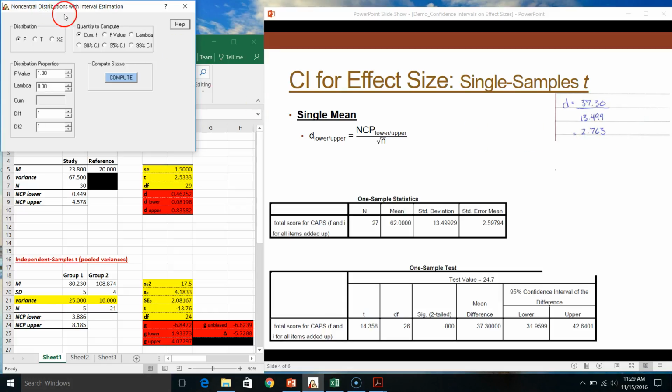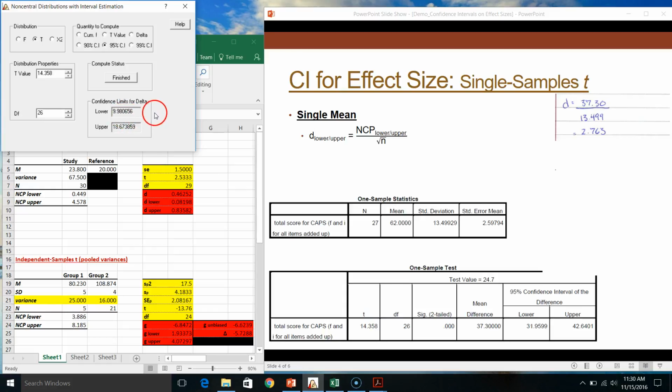So we pull up our non-centrality calculator here, and we want to select a T because we're working with T statistics, and over on the quantity to compute, we want a 95% confidence interval. So we make sure that we've got T and 95% confidence interval, and then all we need to do is enter our test statistics. We've got our test statistic of 14.358, so enter 14.358 with the degrees of freedom of 26, obviously getting that from right here, and we hit compute. And so we get a lower limit and an upper limit for the non-centrality parameter for a T of 14.358 with degrees of freedom 26.